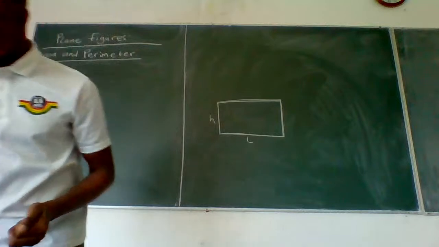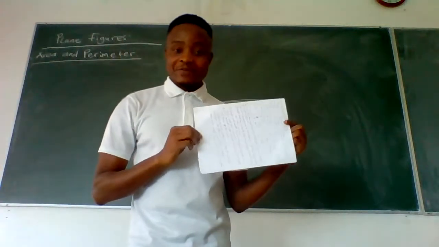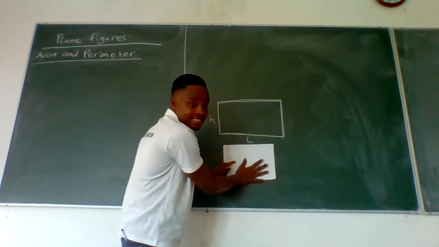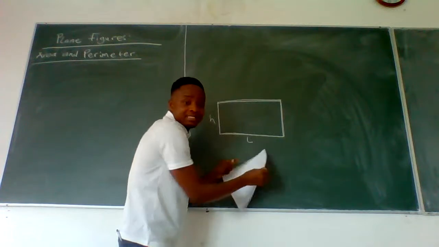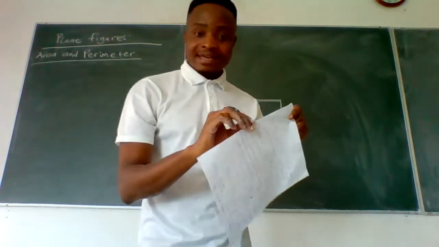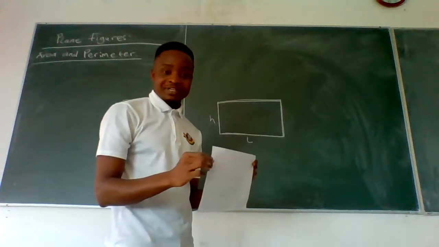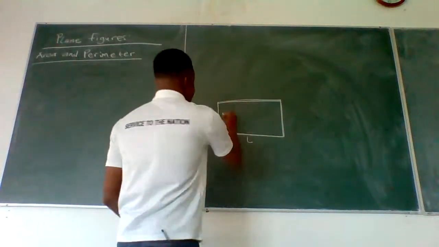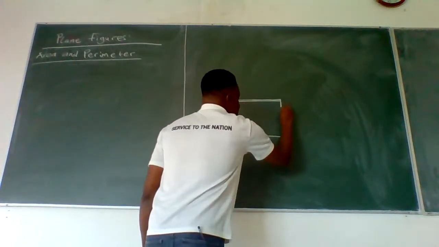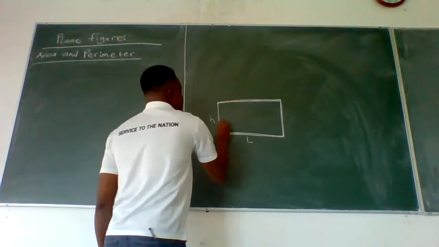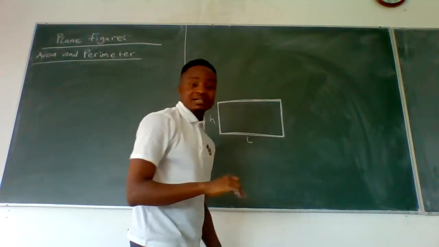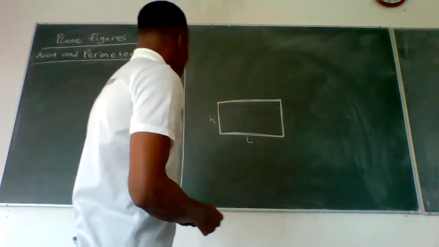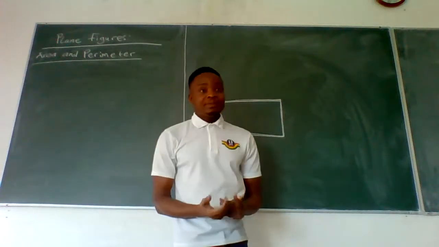But when you pick a paper, this paper is not a plane figure. Though when you place a paper here, it seems to be a plane figure, there is thickness here. So that makes a paper not a plane figure. But any object or any figure that is in two dimensions is what we call a plane figure. When you have three dimensions, it's no more a plane figure. Then you talk about solid figure.